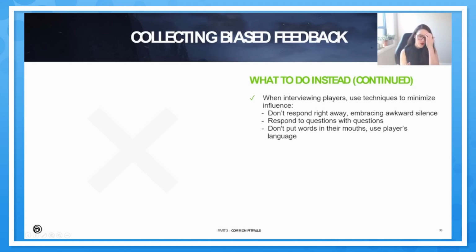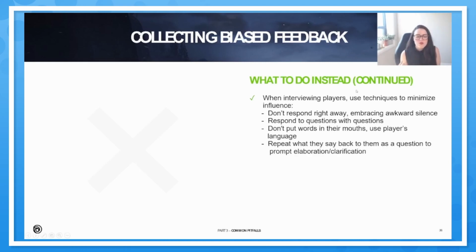Okay, and try not to put words in players' mouths. So you don't ever want to make a suggestion of how they feel or guess how they feel, like, oh, you sound confused, or I see, you're frustrated. You want to only have them let you know how they feel and what they think. You don't want to put words in their mouths. And try to use the player's language in that way. So if they call something that icon thing, you should call it that icon thing and not give them any more information than they already have.